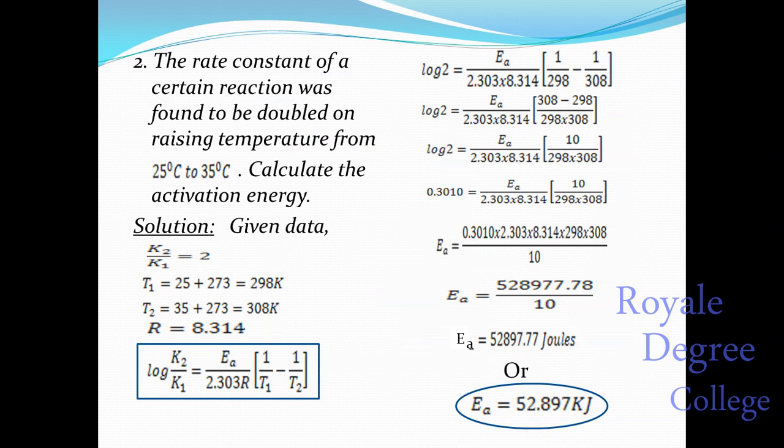So we will get the value in joules, or if it is to be converted to kilojoules, bring this point towards this side, that is 52.89. So here we are dividing this joules value by 1000, so we will get this value in kilojoules. That is activation energy.